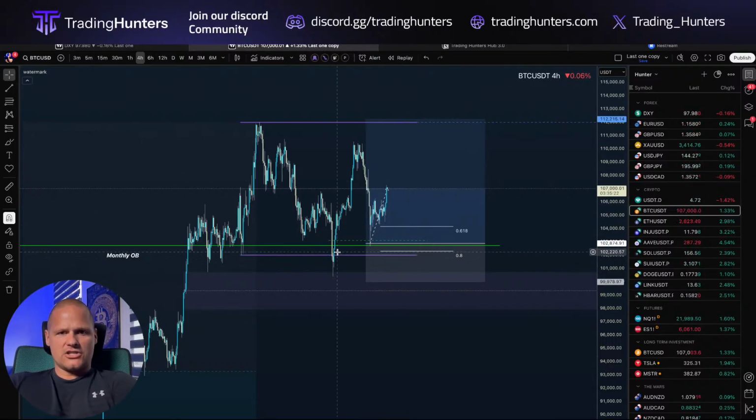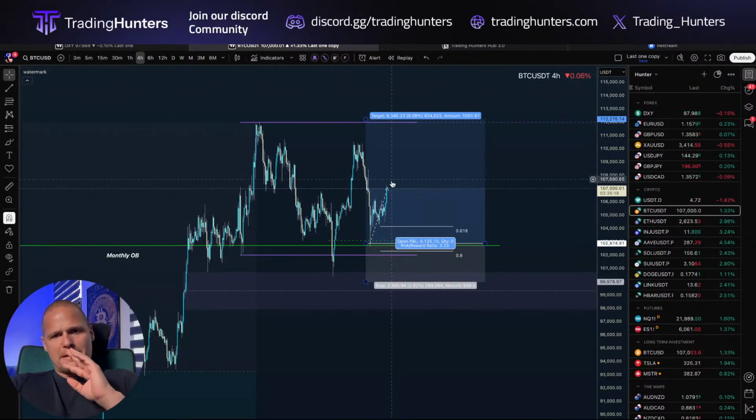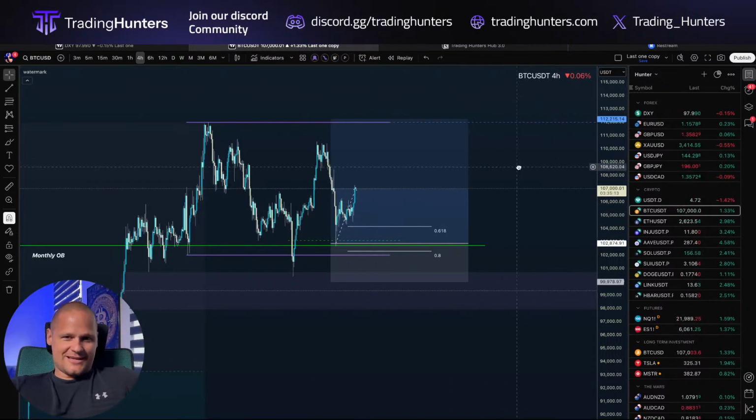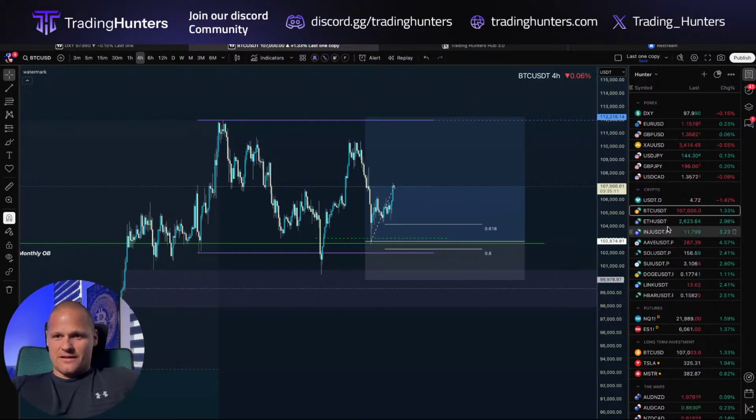I didn't catch this model number 1 because that was when I was on holidays. This is model number 2. I'll be honest, I didn't catch it either. So sometimes you don't catch everything.